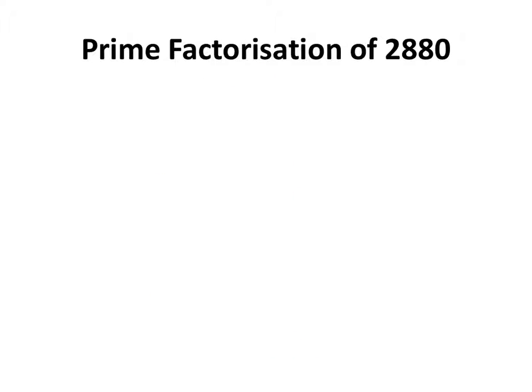As our last example, we're going to look at the prime factorization of 2880. To get started, we can see that this is a multiple of 10. In other words, 10 is a factor. And as a hint, 288 can be rewritten as 2 groups of 144. Hit pause now and see if you can finish this prime factorization.